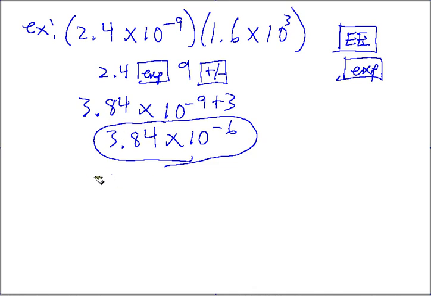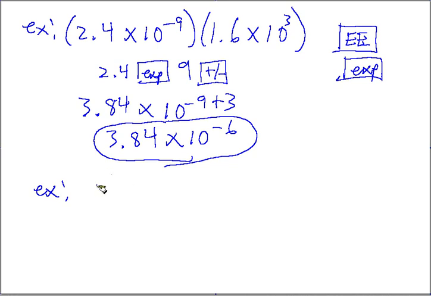All right, so this is really not too bad. Again, we multiply the non-exponential numbers first, 2.4 times 1.6, 3.84, and then we add exponents to multiply these two together. All right, let's look at division here. Let's finish off with division. So division is not going to be too bad either.